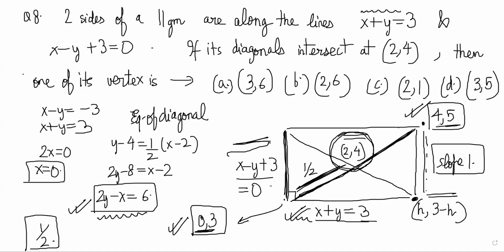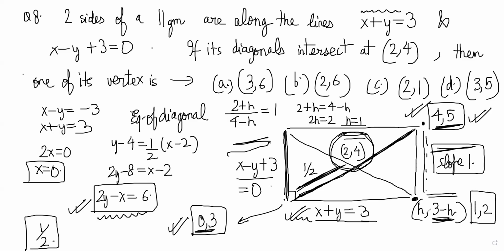So because I know this point as 4, 5, it has come because the diagonals of a parallelogram bisect each other. Now that you know this is 4, 5 and we know slope is 1, I can find h, 3 minus h easily. Why? Because slope between these two will be 5 minus 3 minus h, so 2 plus h by 4 minus h should be equal to 1. So you get 2 plus h is 4 minus h. So 2h is equal to 2, so h is equal to 1. So this point has to be 1, 2.